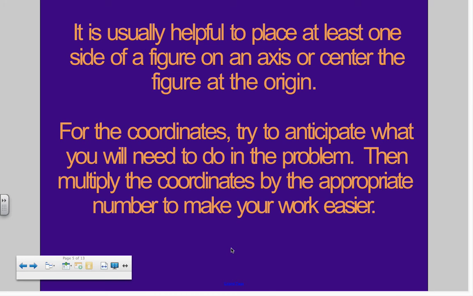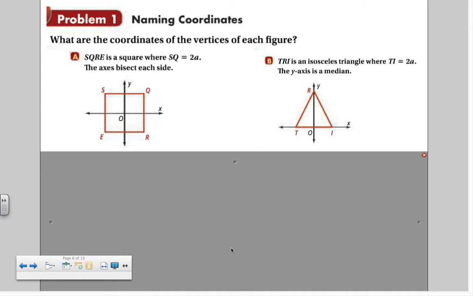It's usually helpful to place at least one side of a figure on an axis like we did before, or center the figure at the origin. For the coordinates, try to anticipate what you will need to do in the problem. Then multiply the coordinates by the appropriate number to make your work easier. Let's see how that's related to the polygons we've been dealing with.